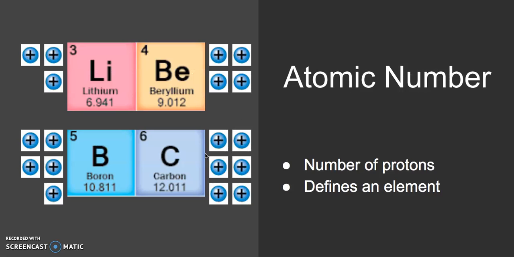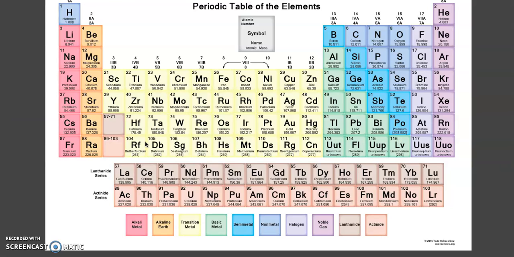If we're looking at the periodic table, it is arranged by how many protons an atom has. So a lithium atom has 3 protons, a beryllium 4, a boron 5, and a carbon 6. If we look back at our periodic table, this is the way the table is arranged, left to right, starting here with the lowest atomic number and going all the way up to the highest, 118.